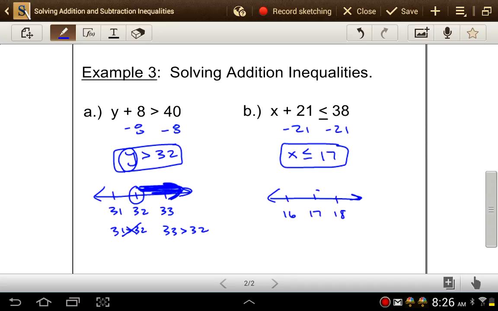I am going to fill it in this time because I have the equal to bar. So it's included in the list. The equal to bar says it's included. Now I'm going to shade in the numbers less than 17. Is 16 less than 17? Yes. Is 18 less than 17? No. So I want to shade in towards the 16. Again, I'm shading in all the numbers that make my solution true. If I plug in 16, 16 plus 21 is 37, which is less than 38. So that's a true statement.